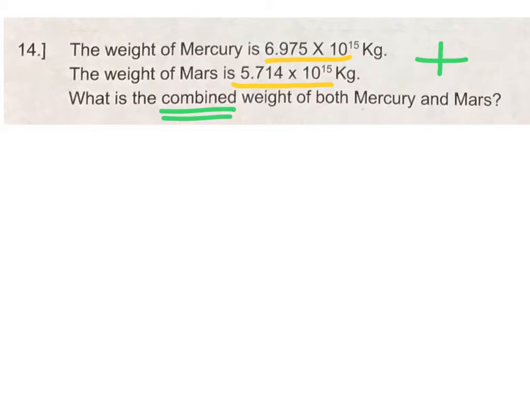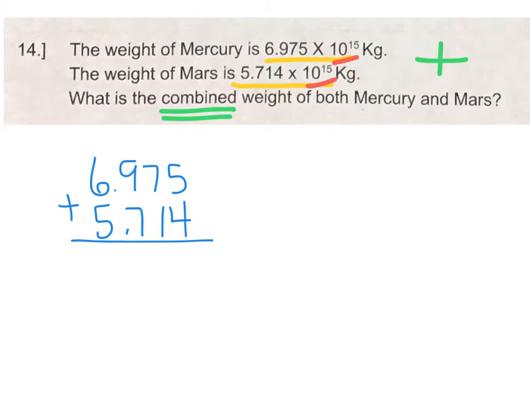If we're adding and the powers of 10 are the same, that means it's ready to be added. We can just add the numbers that are up front, or the coefficients. So it looks like this. We take 6.975 and 5.714 and add those together. The decimal should be lined up. So we get 9, 8, 16, carry the 1, 11, and 12. And the decimal's right here. And then we keep times 10 to the 15th.